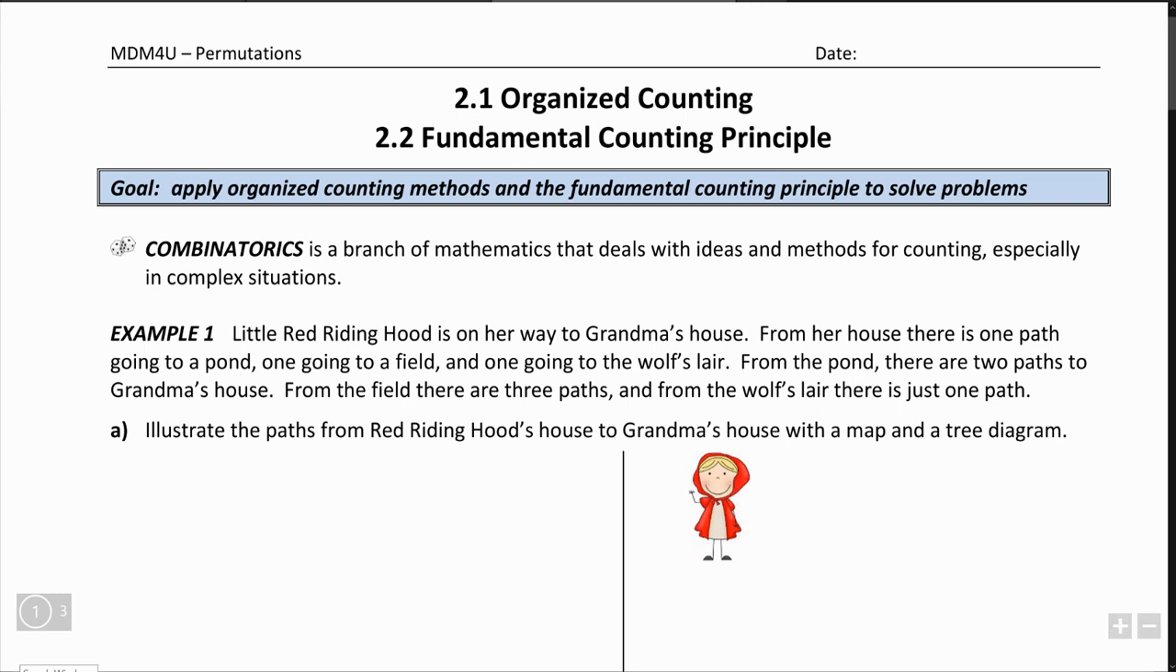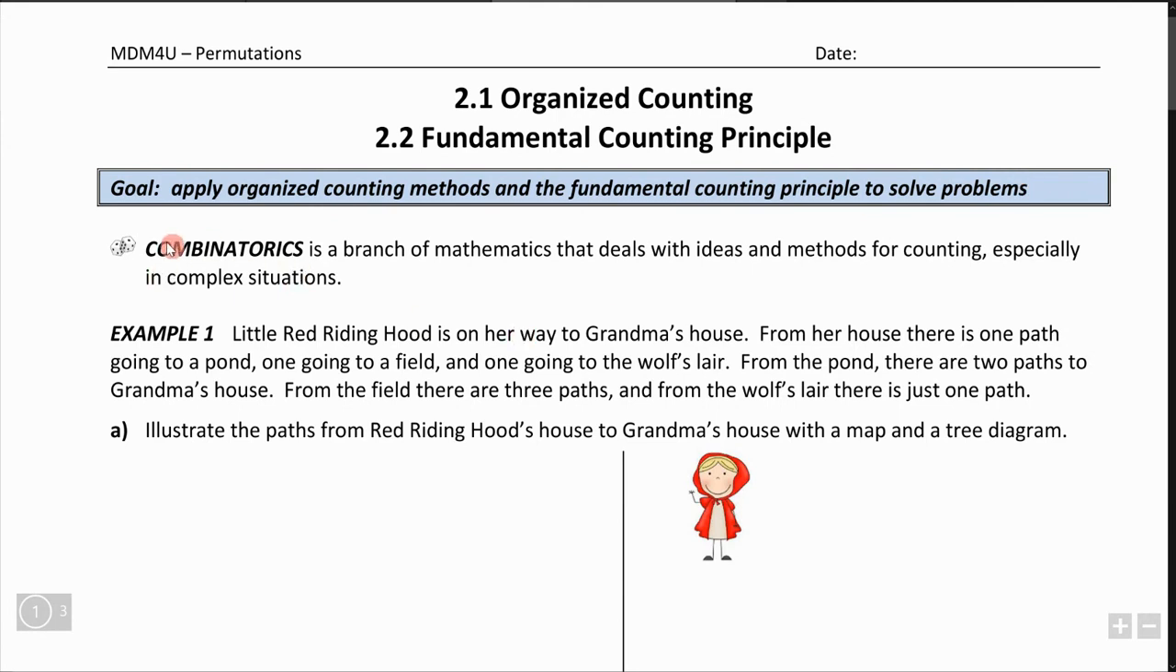2.1, 2.2. So organized counting and the fundamental counting principle. The goal here is to apply organized counting methods and the fundamental counting principle to solve problems. So I'm going to teach you how to count.